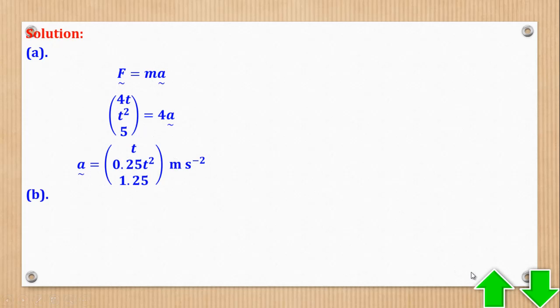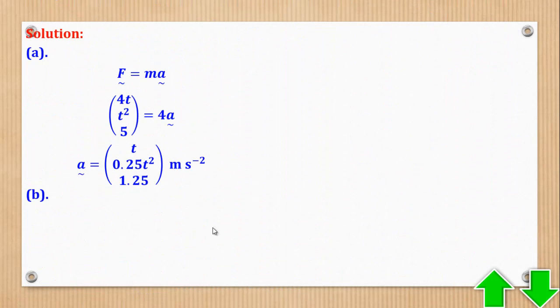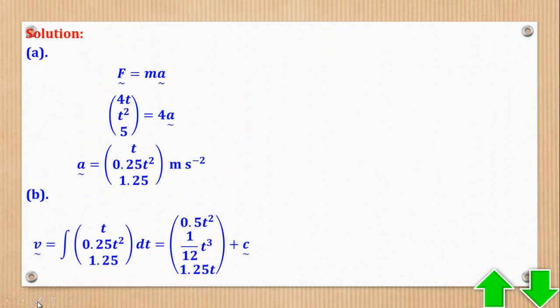Then for part B they want the speed of the particle after 3 seconds. Remember, speed is the magnitude of velocity. So to get velocity, I'll integrate acceleration with respect to t. When I integrate this, gives you 0.5 t squared. This gives you 1/12 t cubed. This gives you 1.25 t. But don't forget the constant of integration. And this constant is funny. It must have a tilde to show that's a vector.